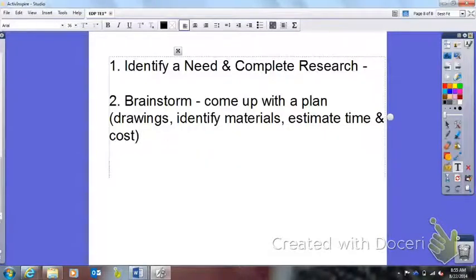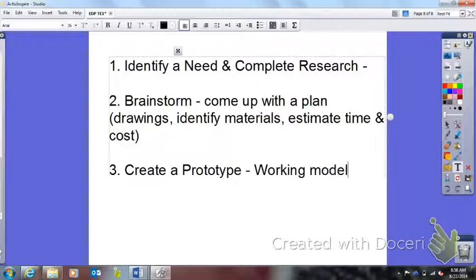All right. The third major step after you've come up with a plan is that you need to create that prototype. Now, this prototype would not be what you would immediately market, but instead it is a working model that you can experiment with, test it out, see how it does, okay? So let's define what a prototype is then. A prototype here is the working model, all right? So you're going to create that working model.